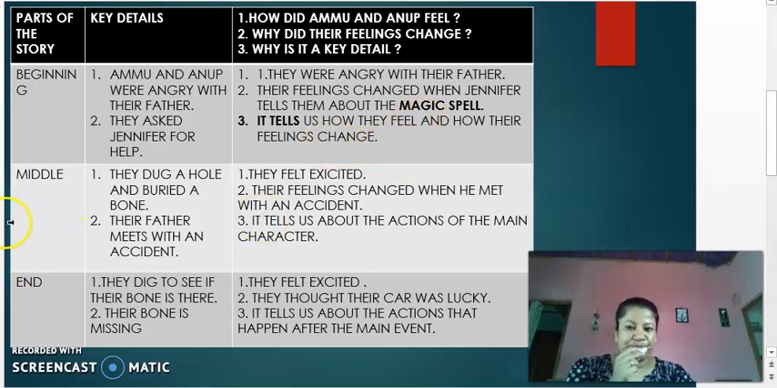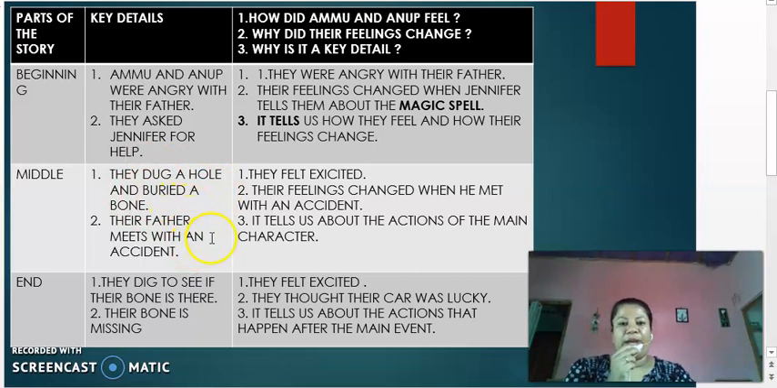Now if you go to the second part of the story, that is your middle. In the middle we see that they dug a hole and they buried a bone. Their father meets with an accident after that. Now how did they feel? They felt excited. Their feelings changed when he met with an accident. They were excited when Jennifer gave them the spell, when they dug a hole and they buried a bone.